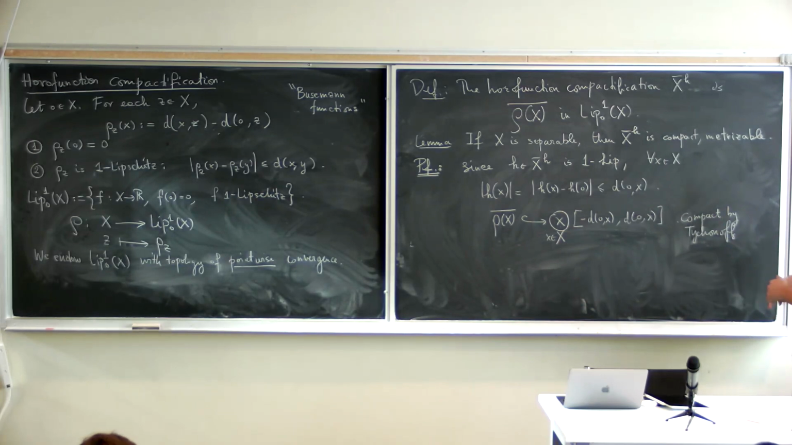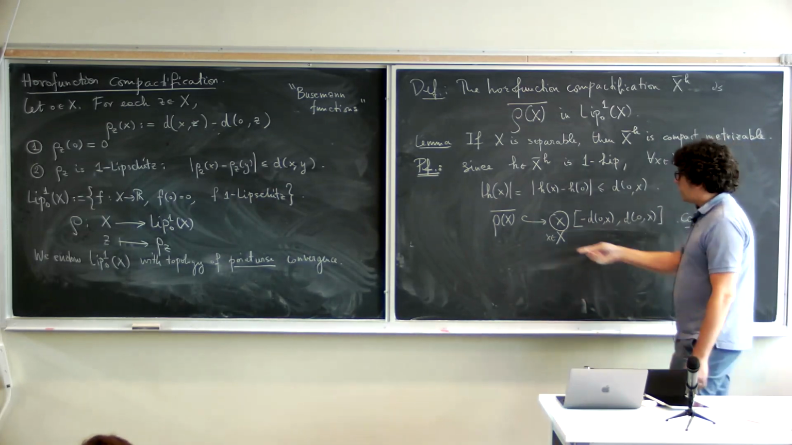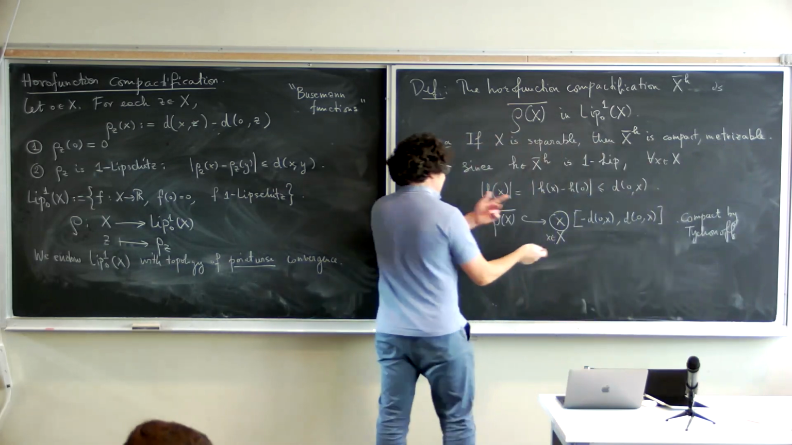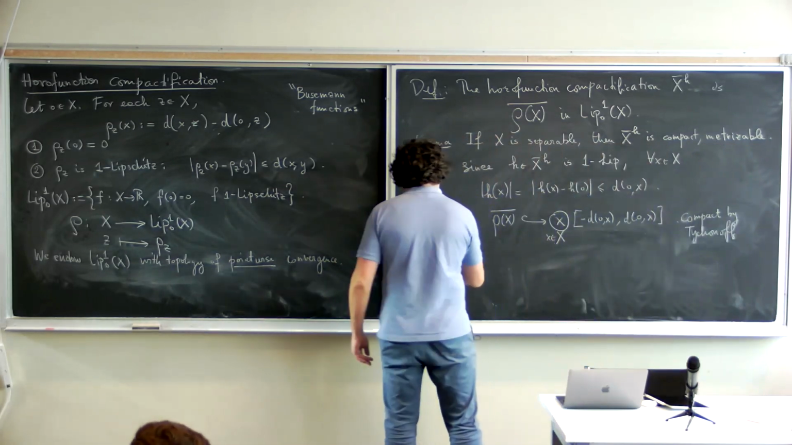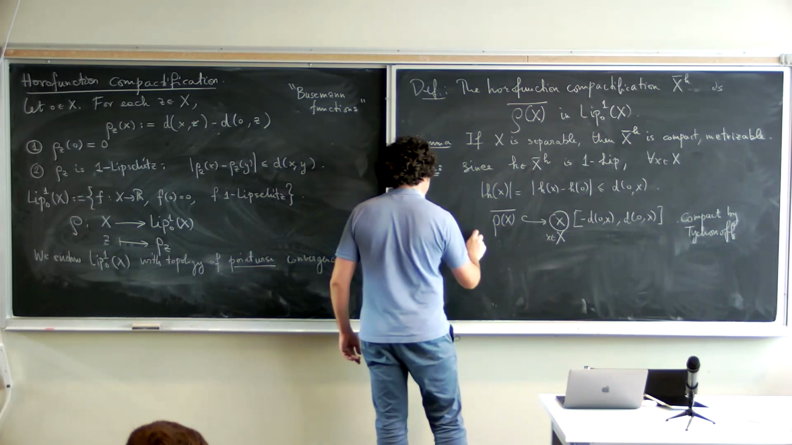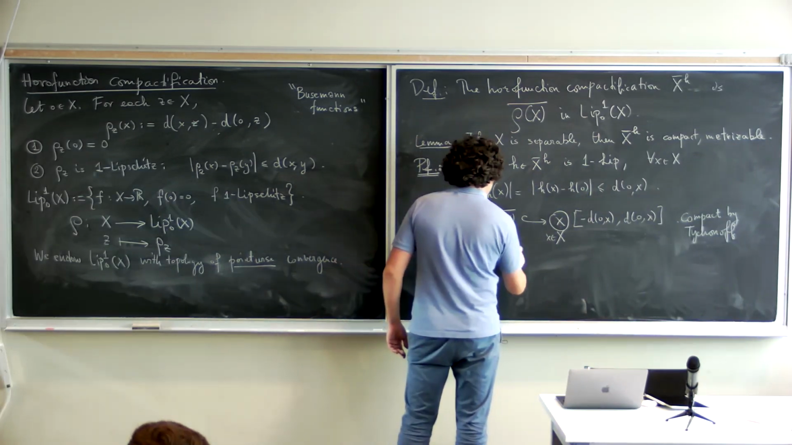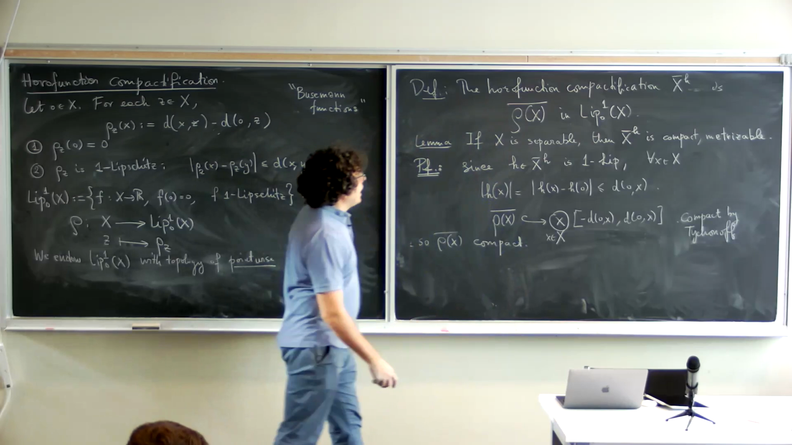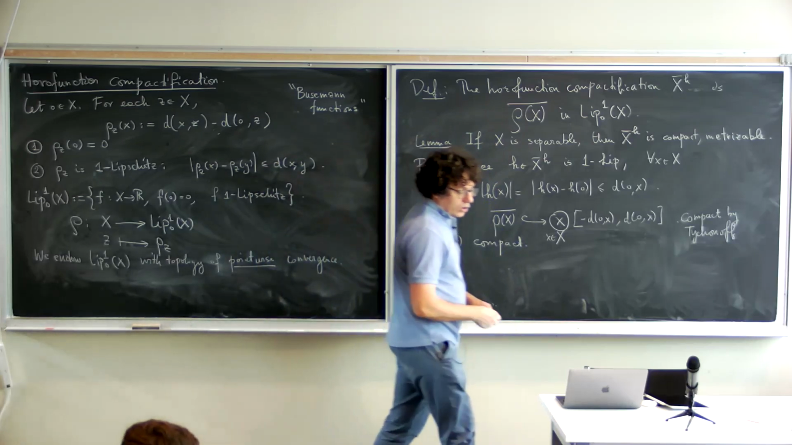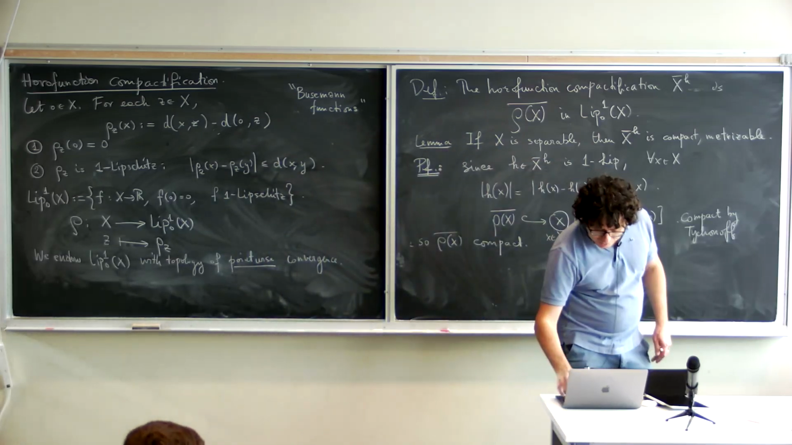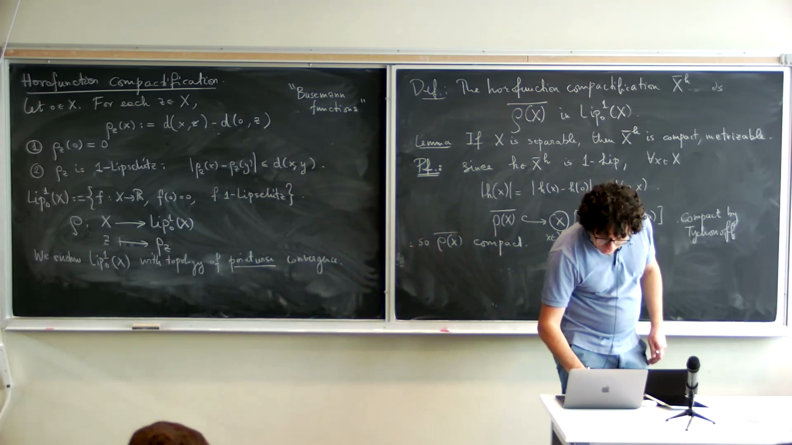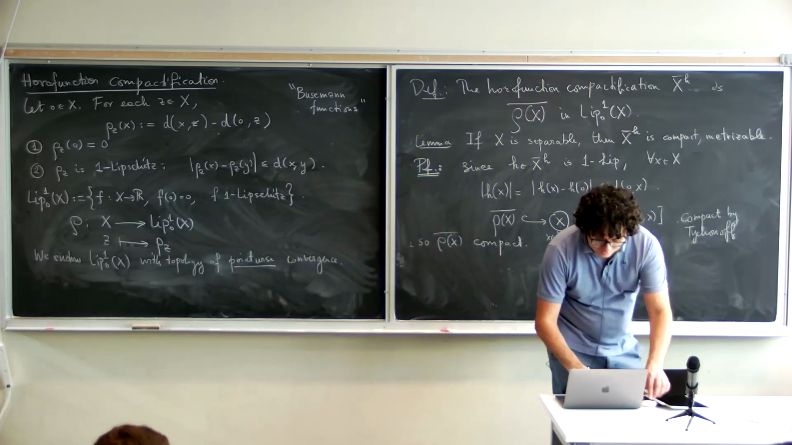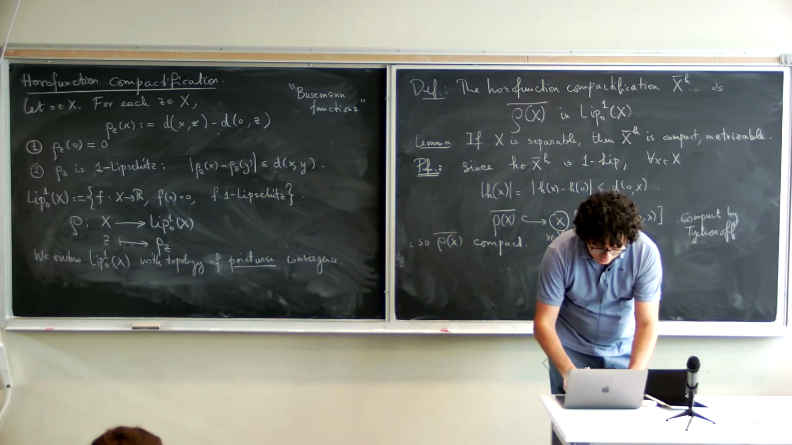And in fact, if X is separable, and our X is closed, then it's compact. Why is it compact? Well, the metrizability you get from the separableness. This is a classical metrizability theorem, if we state it correctly.